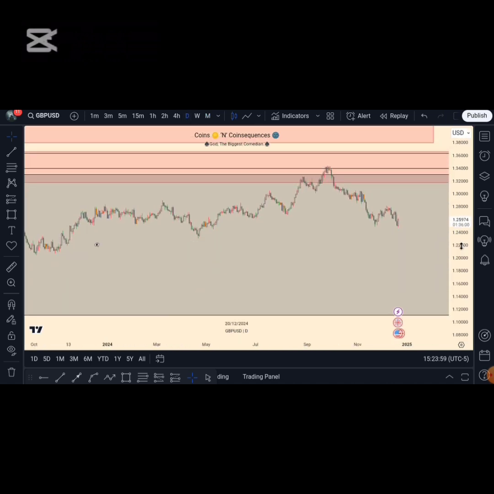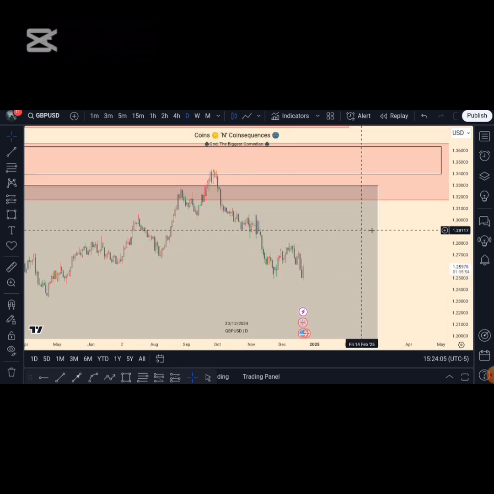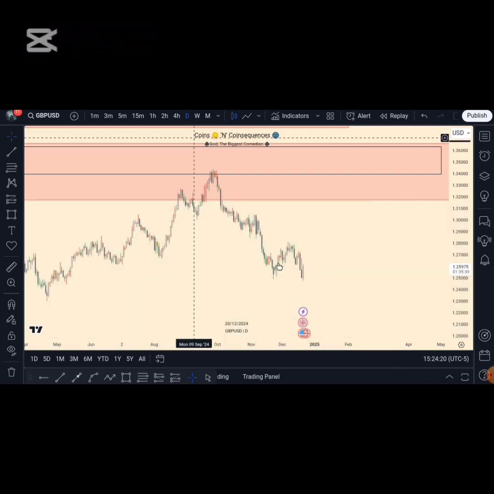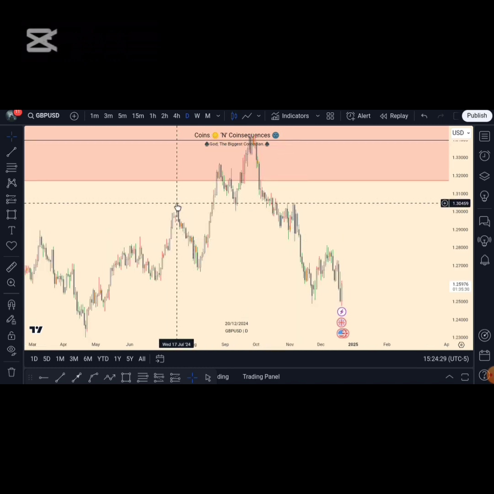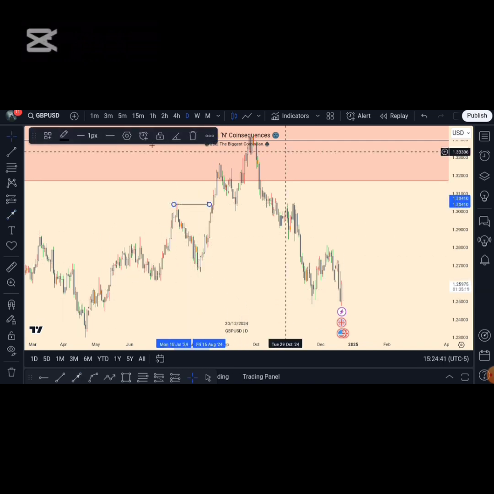So let's see. This is what I did. I came down, then I saw my change of character. Okay, let me delete this playground. This was just for an illustration. Okay, yeah. So here, if you ask me, this is a potential high on the daily time frame, and this low took out this high. So you have a daily break of structure here. Do you know why? It's simple.